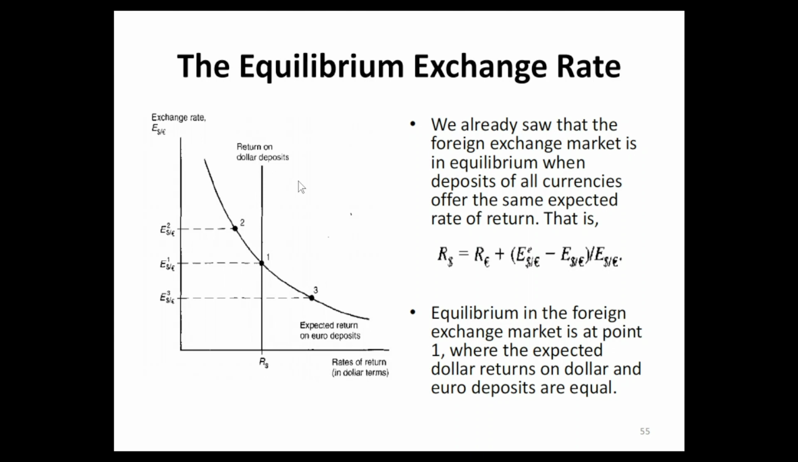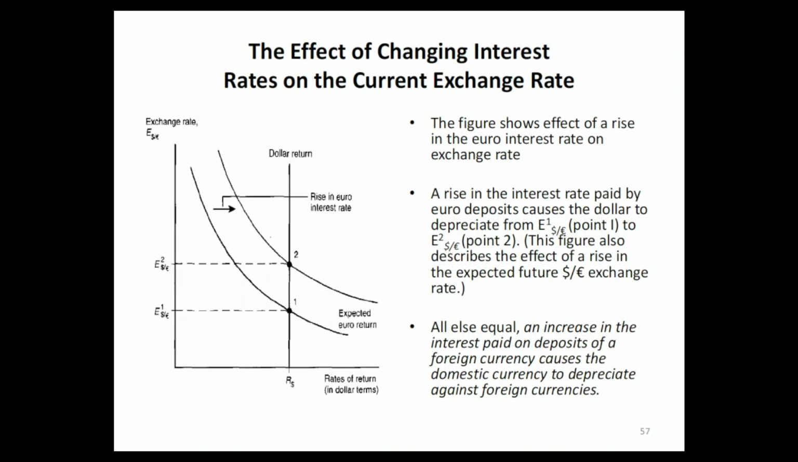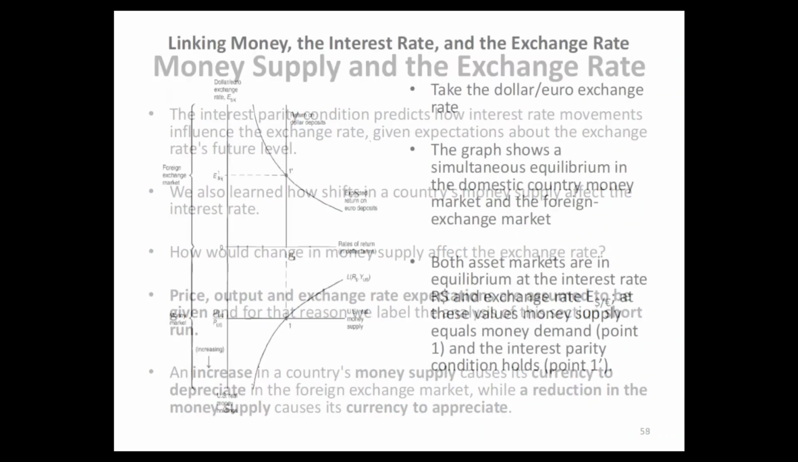Here we have the return on the dollar deposit, like supply, and here we have the demand, the expected return on the euro. These cross at the intersection point 1, and each such point is foreign exchange market equilibrium, right? So what is the effect of a change in the interest rate on the current exchange rate? We will see that in the next video.